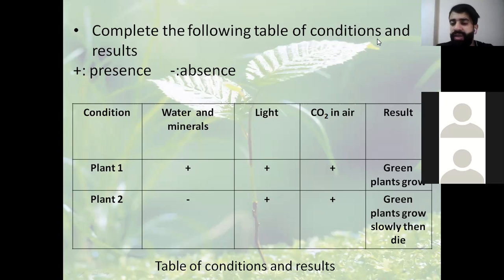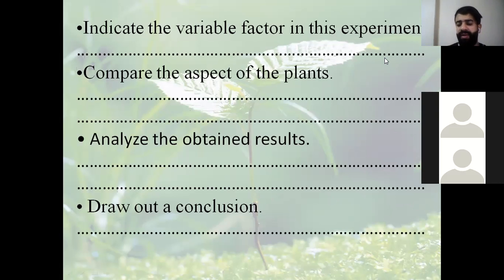While in plant 2, they grow slowly and eventually they will die. So this is because of the lacking of water. Next, moving to the variable experiment, compare the aspect, analysis, and draw out a conclusion. As I said in the last session, these are simple and direct applications on the plants. Later on, after 1 or 2 weeks, we're going to move to more complex exercises and problems. So step by step in plants.